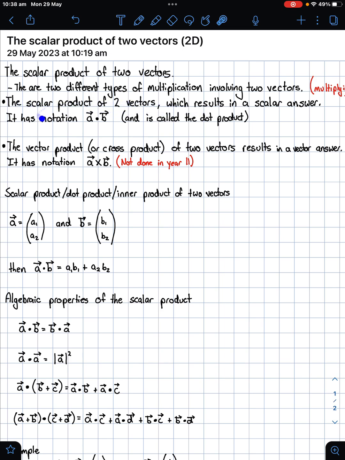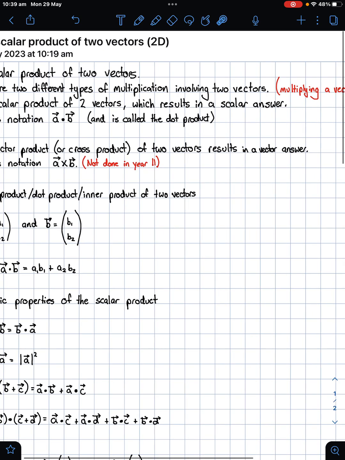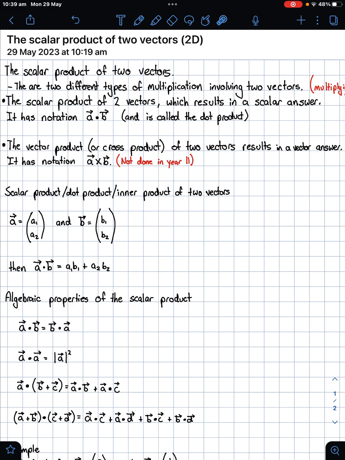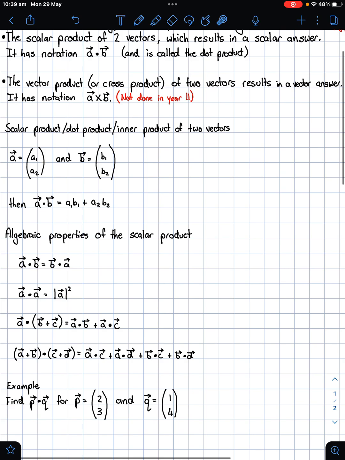The first one, which we're going to do now, is called the scalar product of two vectors. And it results in a scalar answer, which means that when we multiply these things together, we get just a constant almost out, like just a solo number. It has the notation a dot b, and most areas of maths and physics call this the dot product. The other one is called the vector product or cross product of two vectors, and it results in a vector answer. We don't do this in year 11. It has the notation a cross b. So let's jump into it.